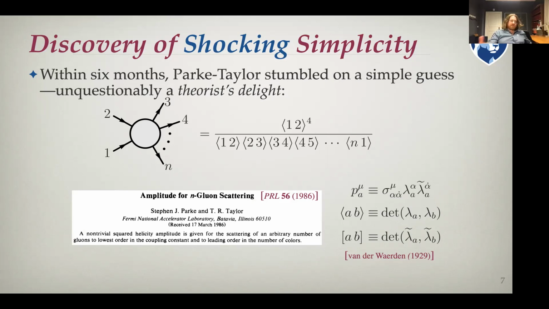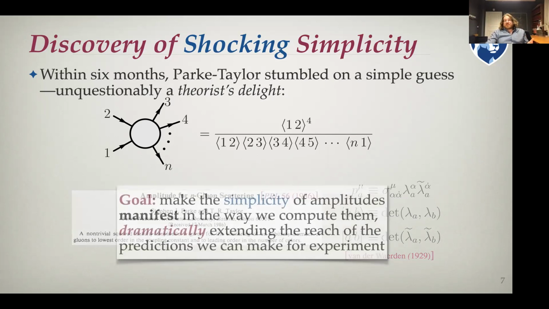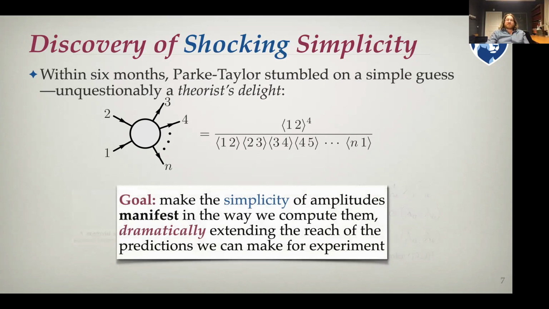If all of these 10 to the 82 terms are all canceling each other out to give you something so beautiful, shouldn't you have been able to guess that? And I think largely speaking, going back to the goal of this whole program, is to make the simplicity of amplitudes manifest in the way that we compute them. Okay, but this is just leading order, and it's natural to wonder what happens at higher order.